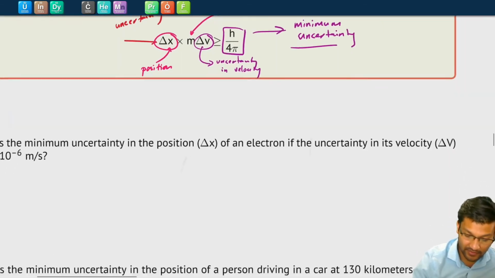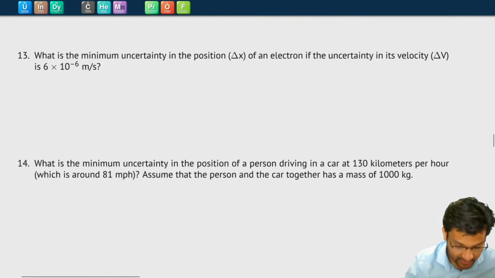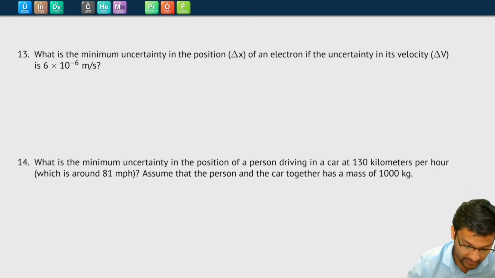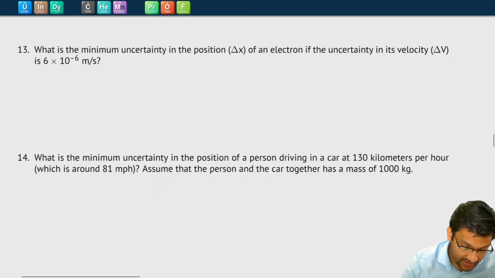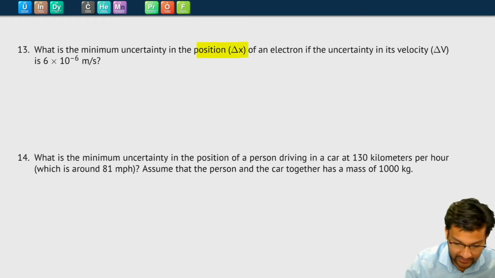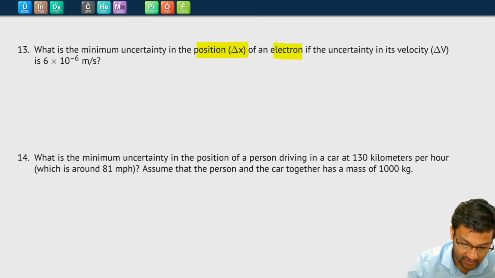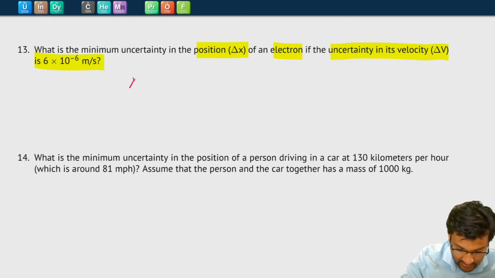Let's see some of this in action. Let's look at number 13 and see if you can try to calculate it on your own first, and then I'll go over it with you. So here we're asked to calculate the minimum uncertainty in the position, or delta x, of an electron. So it's an electron, so we already know the mass, right? We learned about the mass of the electron earlier. And they tell us the uncertainty in the velocity, delta v, is this value. So let's look at that. The uncertainty in the position times the mass times the uncertainty in the velocity is h over 4 pi.